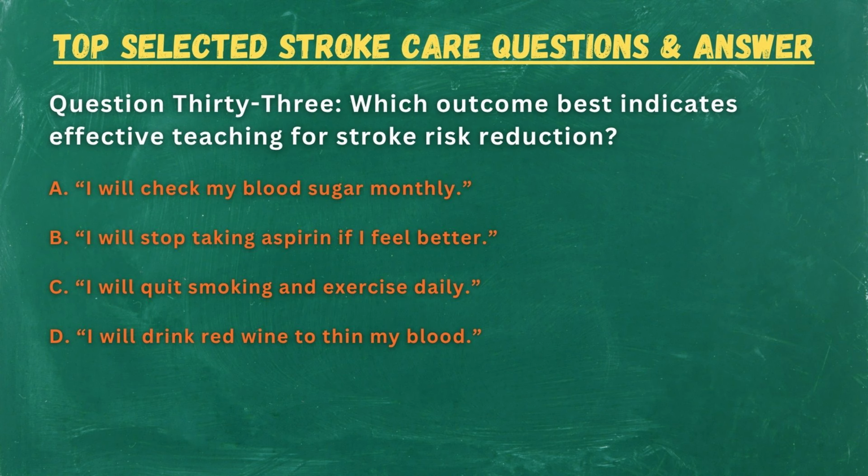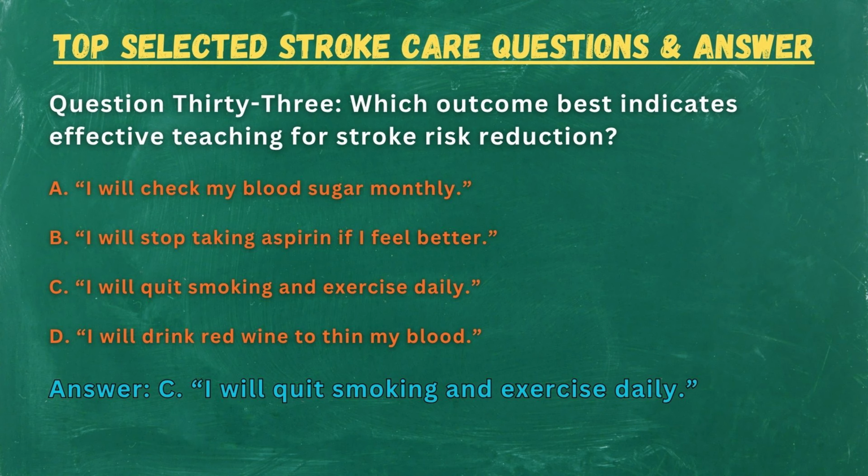Question 33. Which outcome best indicates effective teaching for stroke risk reduction? A. I will check my blood sugar monthly. B. I will stop taking aspirin if I feel better. C. I will quit smoking and exercise daily. D. I will drink red wine to thin my blood. Answer: C. I will quit smoking and exercise daily.